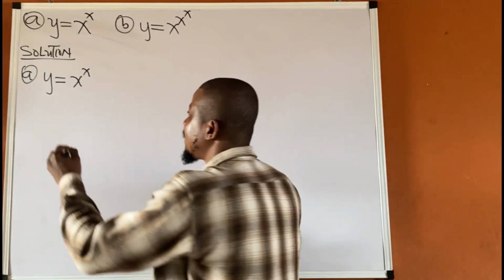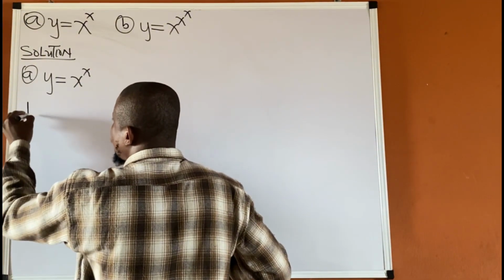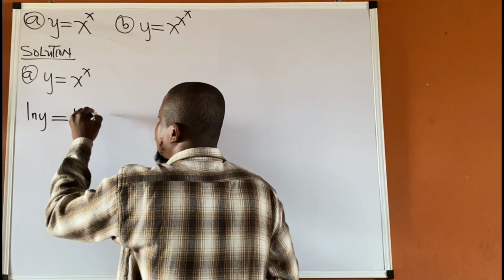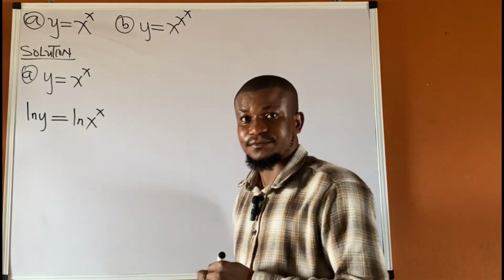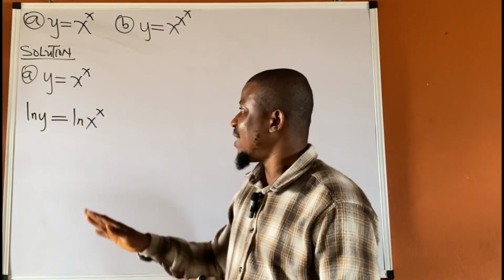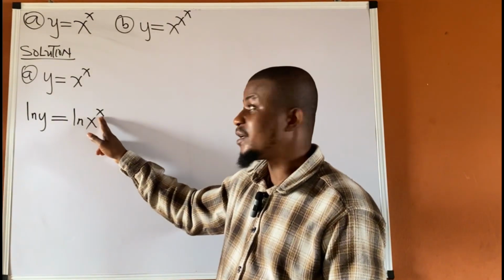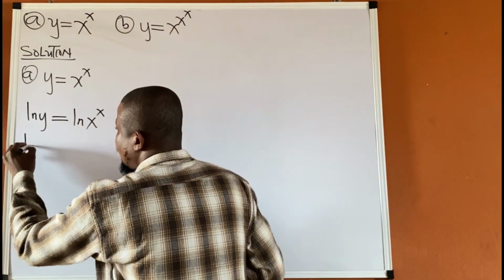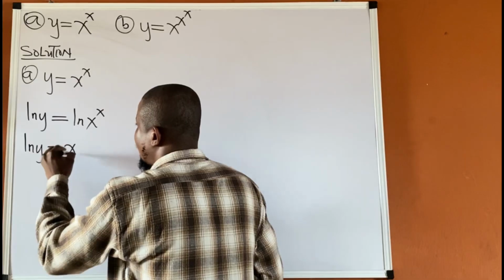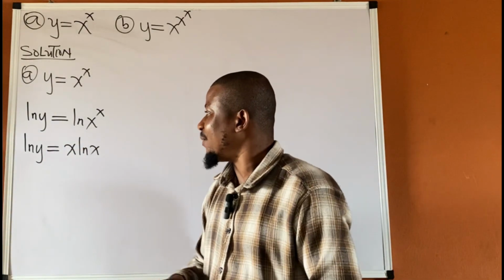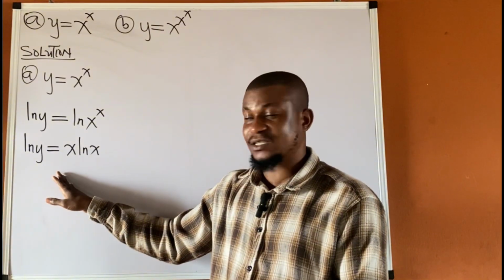Okay, so we take ln on both sides. Taking ln on both sides, we have ln y equal to ln x to the power of x. And there is a rule in logarithm that when you have an index of this form, it multiplies the logarithm. So this will be ln y equal to x ln x.